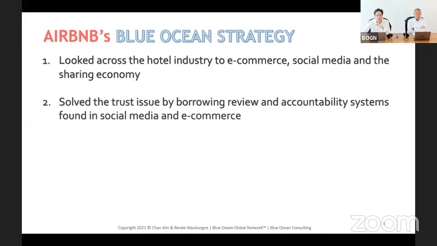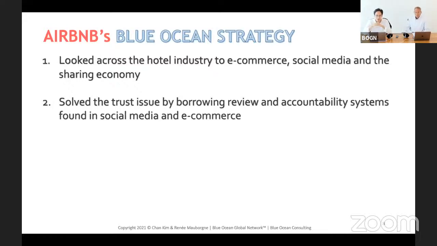And then importantly also, Airbnb solved the trust issue of whether a guest would want to stay in the apartment of somebody they don't even know. So this is a major issue in the sharing economy. Would you want to share your apartment with a guest who you don't know? And vice versa, would a guest want to stay in an apartment that they don't know who owns or who lives in? And particularly for a female guest.